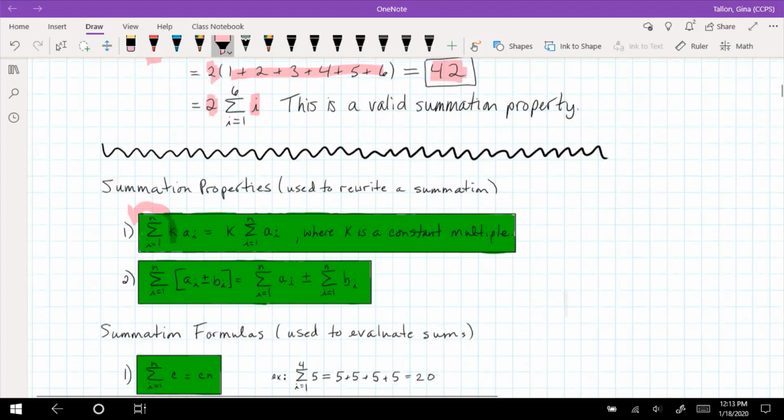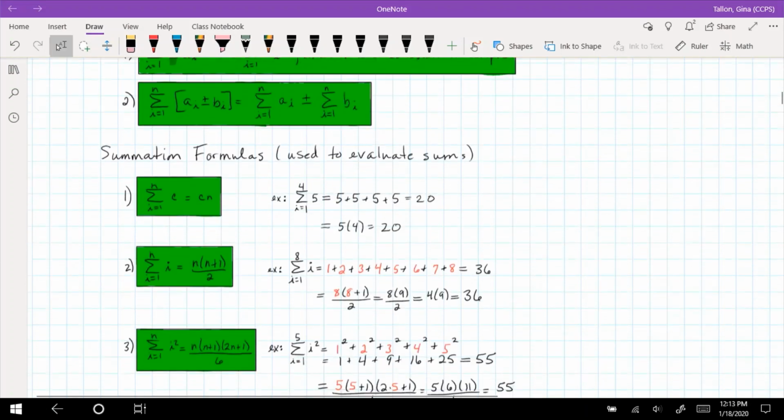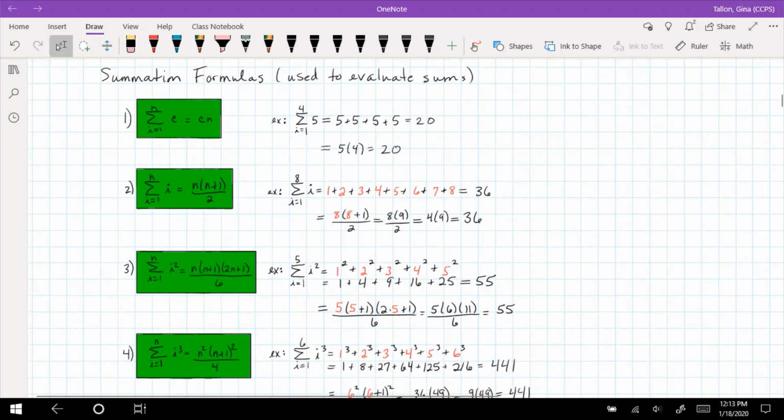Okay, so moving on to summation formulas. We have a few summation formulas here.